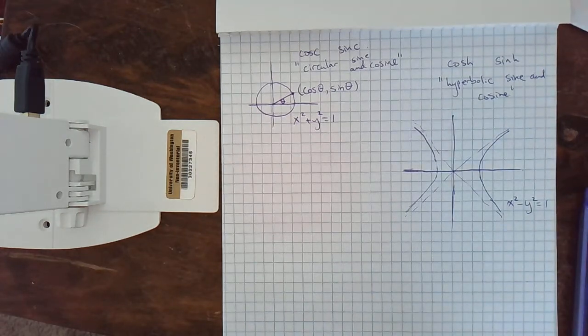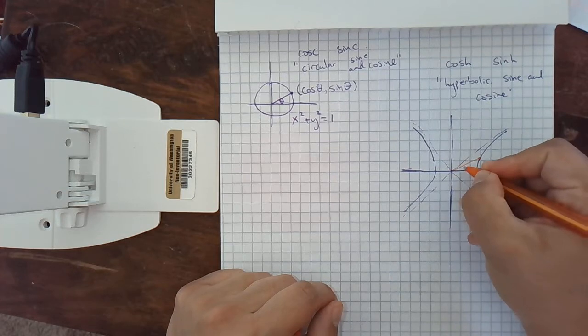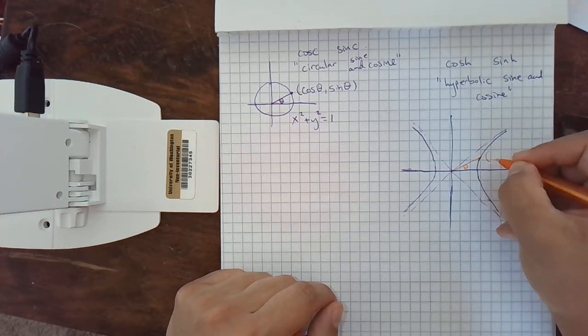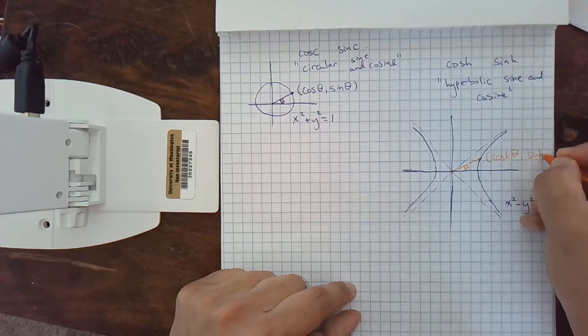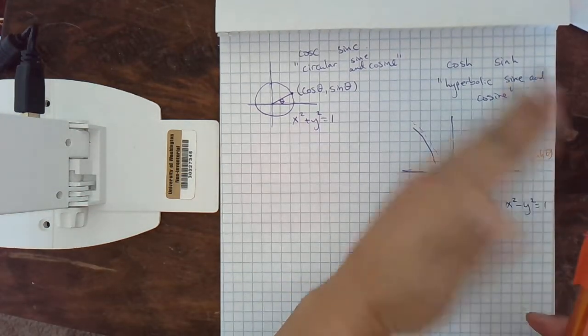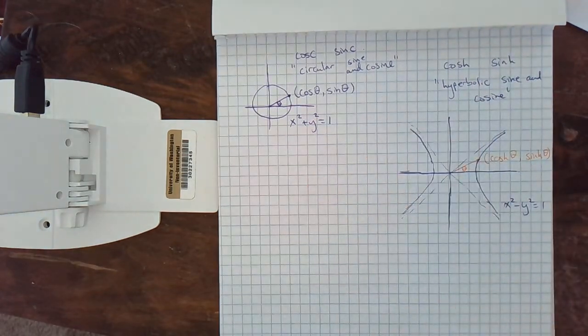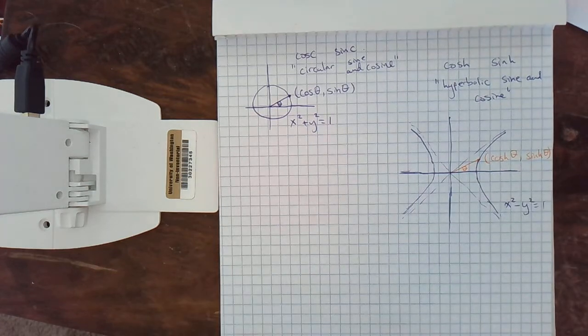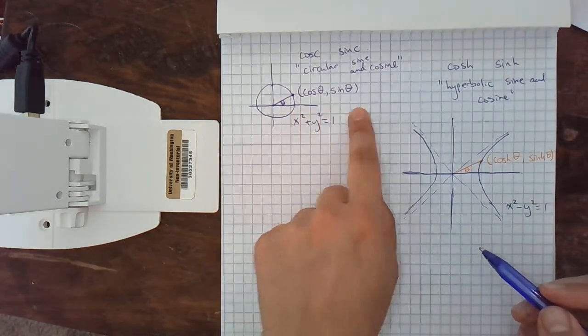You take an angle of theta, and now this is the point cosh theta, comma, sinh theta. Notice that theta can't be between pi over 4 and 3 pi over 4. But it is defined for lots of values, and you can do cool things with it. So that's how cosh and sinh are really related to cosine and sine.